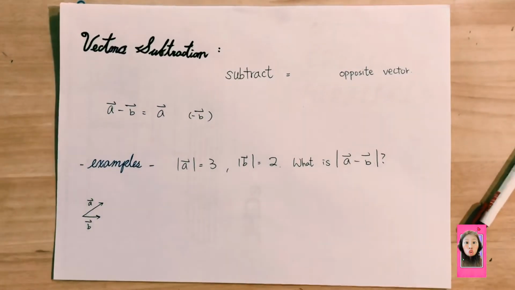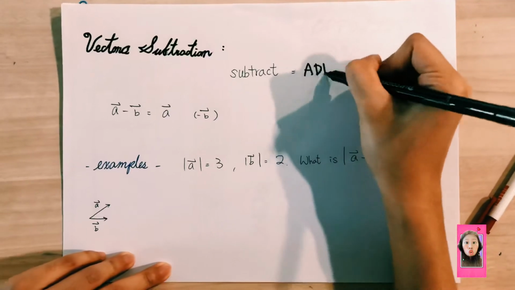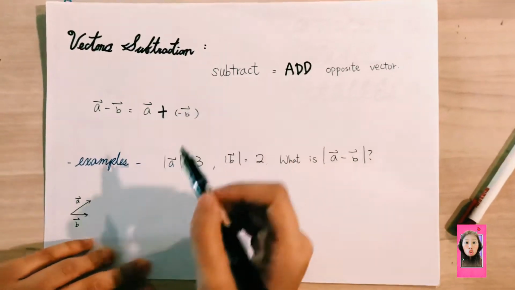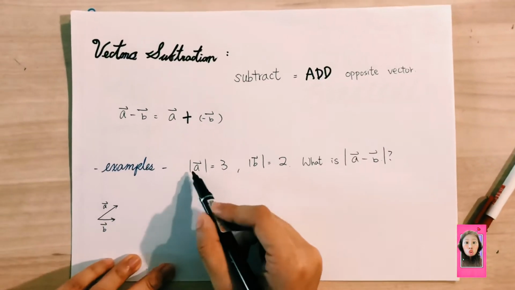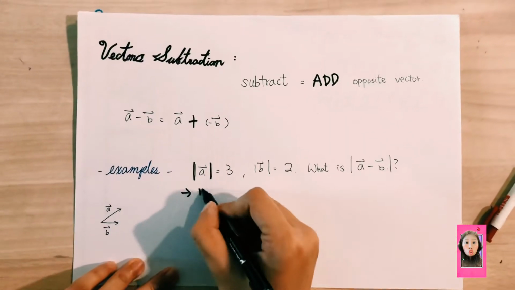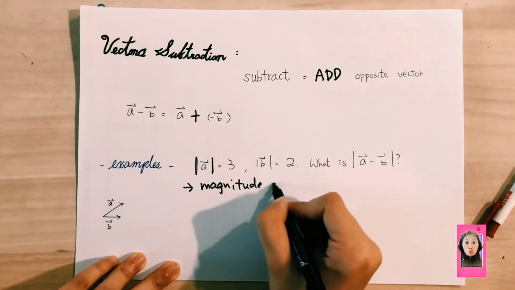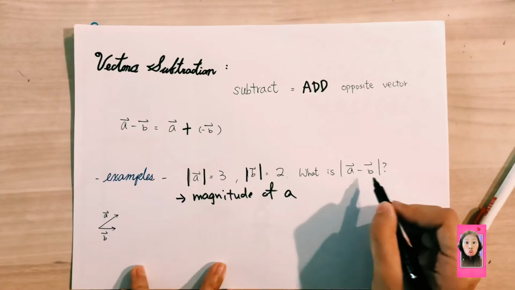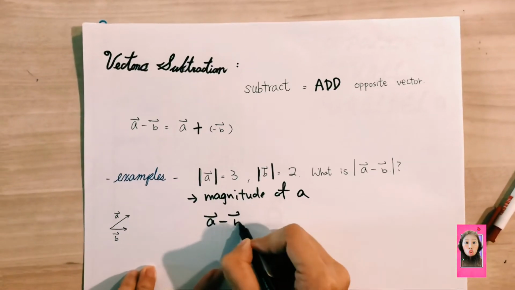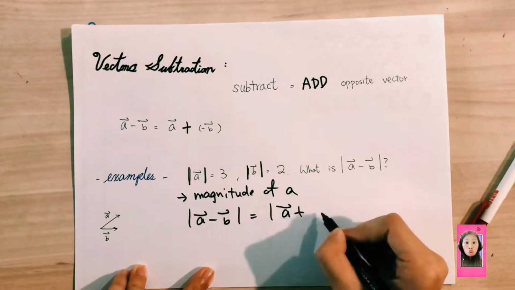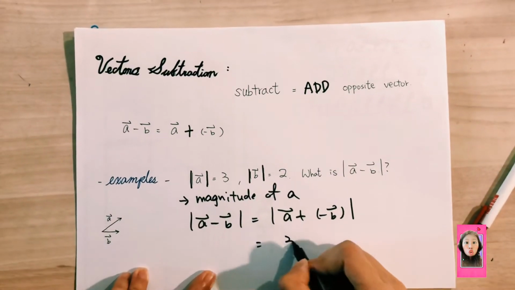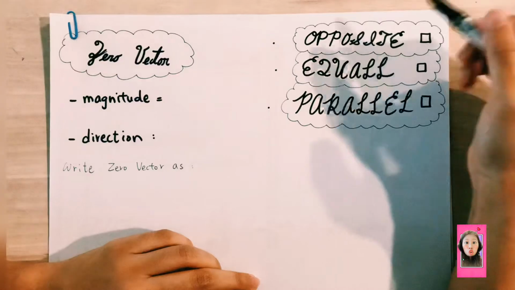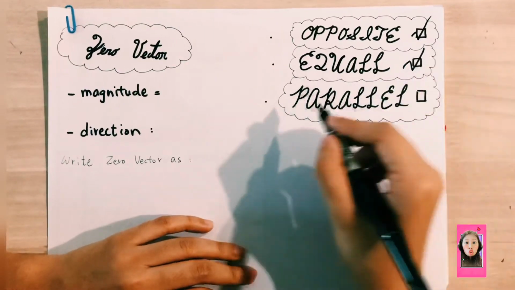Now let's talk about vector subtraction. Subtract means add the opposite vector. So A minus B equals A plus the opposite vector of B. Here's an example. The absolute value of vector A means the magnitude of A, and this means the magnitude of B. So what is A minus B? A minus B equals A plus the opposite vector of B. So it's 3 plus negative 2, which equals 1. As I said before, we already talked about the opposite vector, equal vector, and parallel vector.